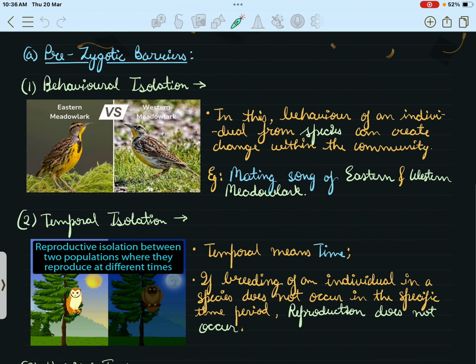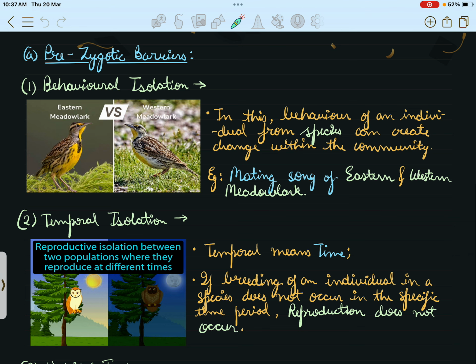Okay, so let's learn about some of the pre-zygotic barriers. There are actually many pre-zygotic barriers, but out of those I have selected three barriers which according to me are necessary and helpful for studying, and important among those. So the first barrier is behavioral isolation. In behavioral isolation, the barrier is within the species, but this barrier is actually a behavioral change or a behavioral difference between the species.